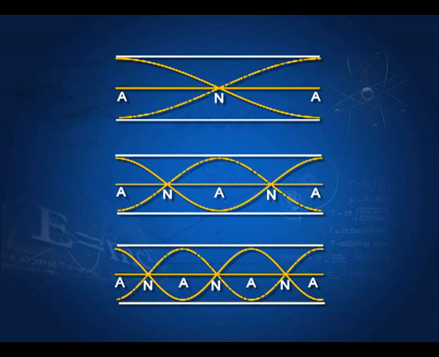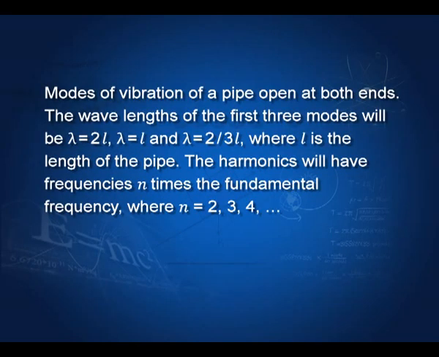And again, as in the case of closed pipes, the harmonics have frequencies which are 2, 3, 4, 5, 6 times the frequency of the fundamental. That is, all harmonics 1, 2, 3, 4, 5 are present, just like in the case of closed pipes.